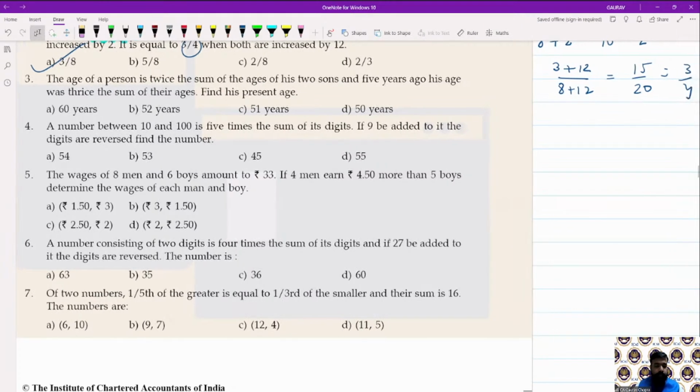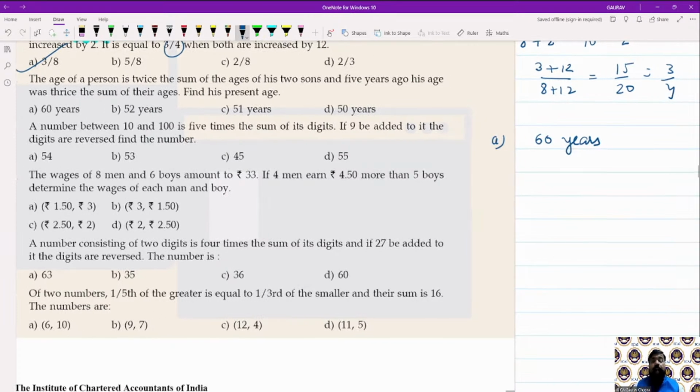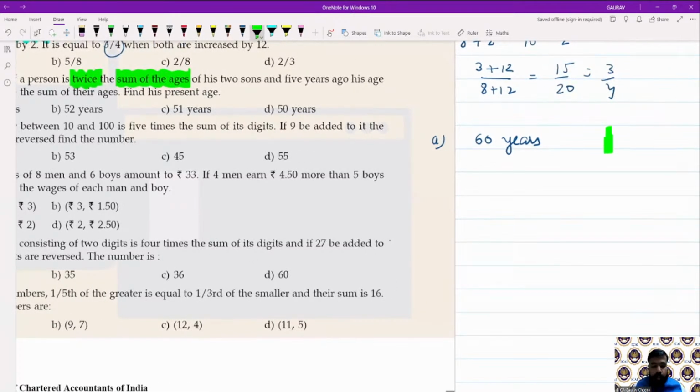So, third one. The age of a person is twice the sum of age of his son. See, if we try using options, first option says 60 years. Now, according to condition, if the age of person is 60 years, then what will be the sum of age of his son? According to this first condition, the age of man is double of the sum. Therefore, we can say that sum of ages will be 30.